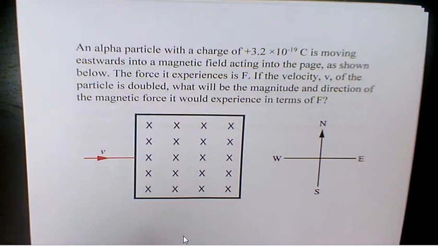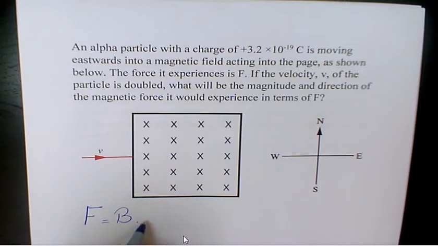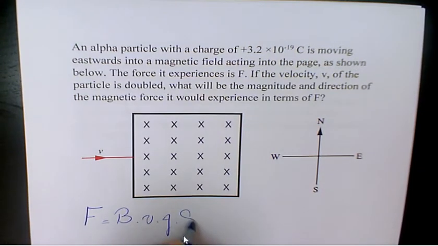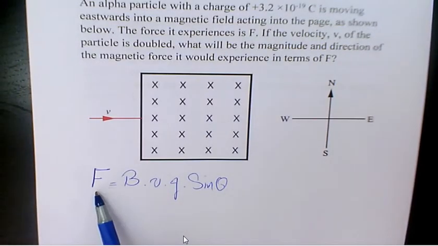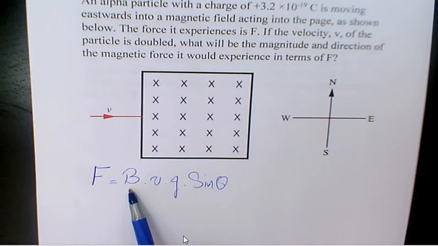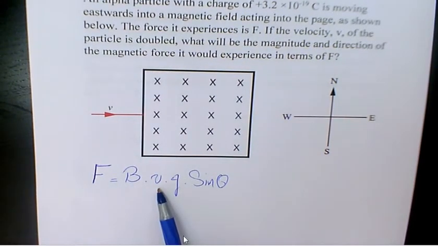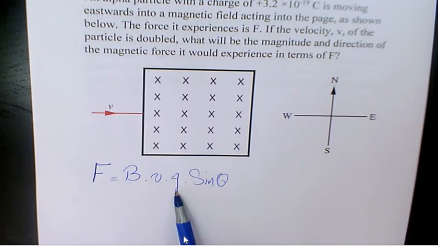So, the formula for finding magnetic force related to magnetic field strength is F = B times V times Q times sine theta. F is the magnetic force in terms of Newton. B is magnetic field strength in terms of Tesla. V is the velocity of the charge particle in terms of meters per second. Q is the charge of the particle. And then we have sine theta.